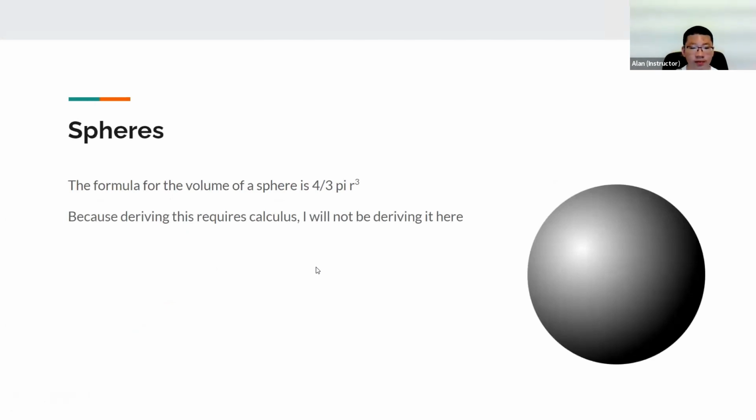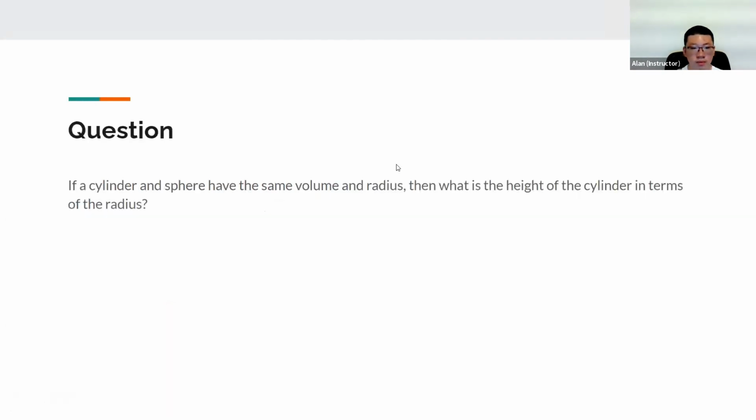So now we're going to move on to spheres. The formula for the volume of a sphere is 4/3 pi r cubed. Because deriving this requires calculus, and that's beyond the scope of this course, I'm not going to derive it. And so here's a question. I'll also wait until some answers come in, and then I'll go over it.